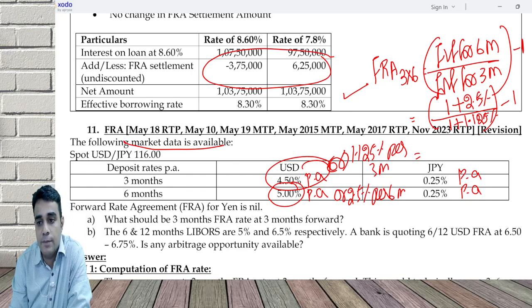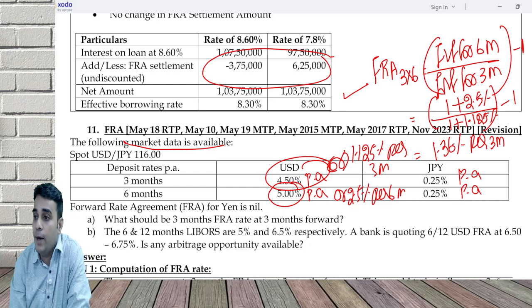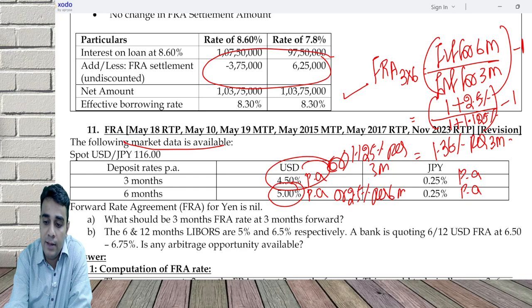What's the answer you got? 1.36 per 3 months. Why 3 month? Because this is the gap between 3 and 6. The gap between 3 and 6 is 1.36%. Tell me the annual rate.